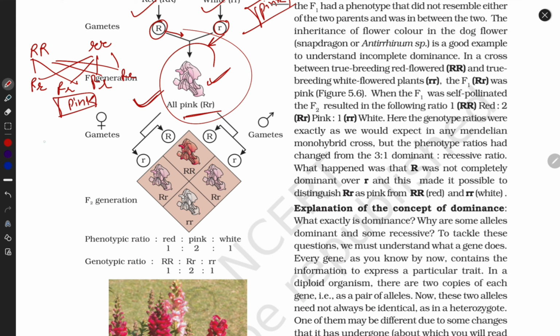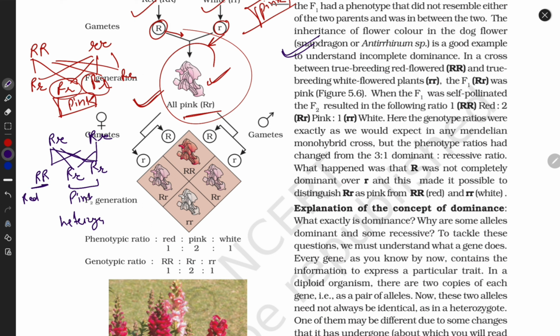But let's assume I take these: capital R, small r, capital R, small r. Now let's cross within them. Capital R, capital R. Now what kind of color? Red. Capital R, small r. Okay guys, now there is a contribution from both. These are pink because this is the heterozygous condition according to the incomplete dominance law. And now the last, small r small r, represents which kind of flower color? White.